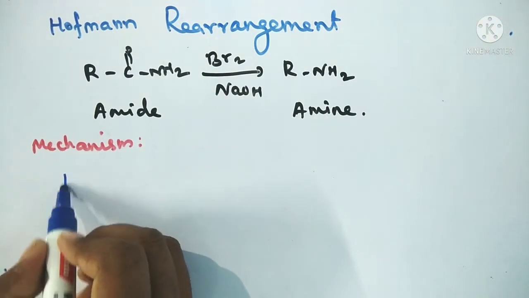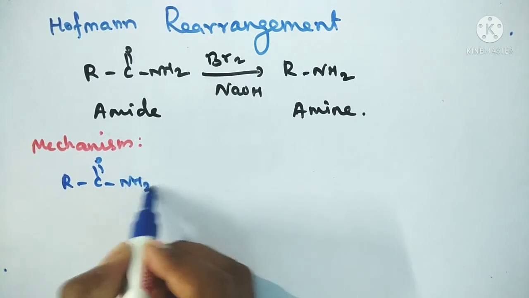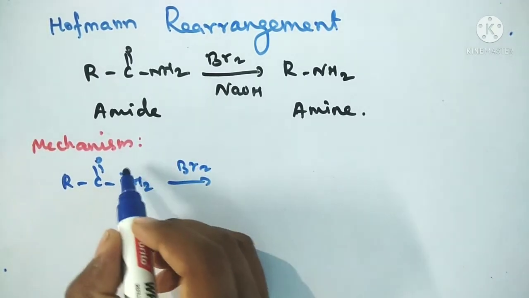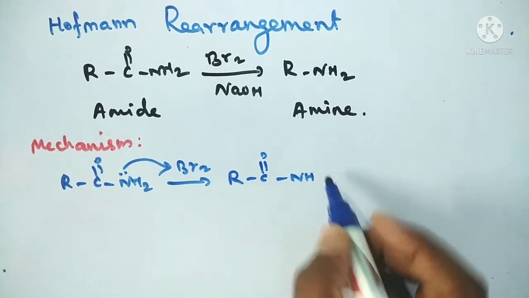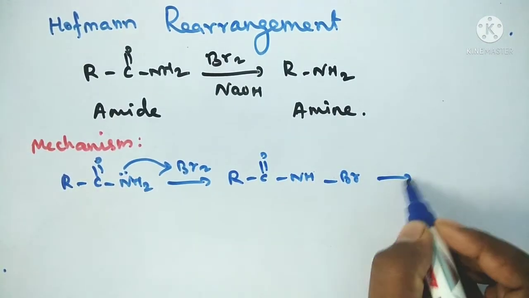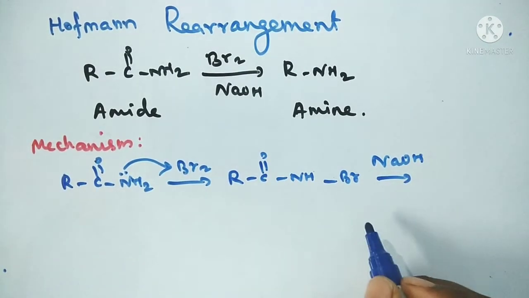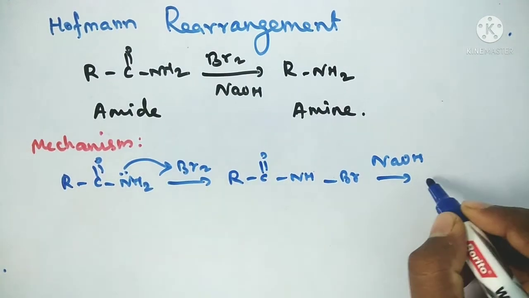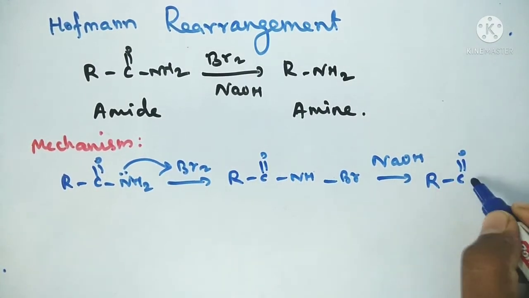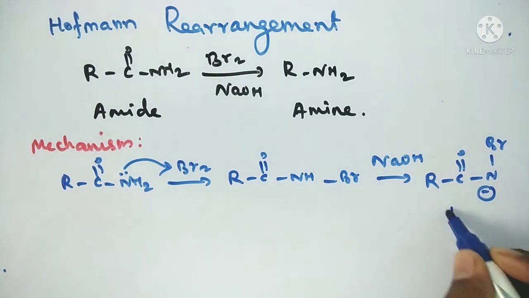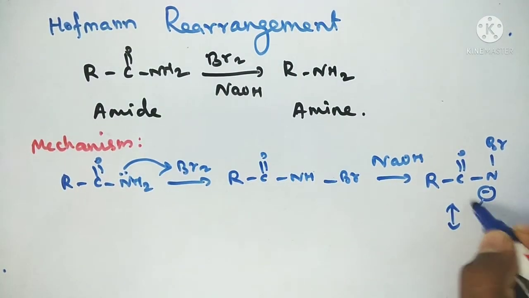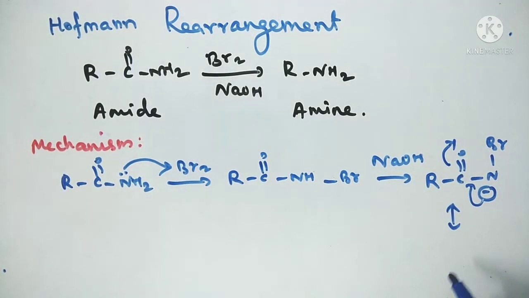Mechanism: amide in the presence of bromine forms a bromoamide, C double bond O, bond NH, bond Br. The next step, in the presence of base, it will form C double bond O, bond N minus, bond Br. Next step is the resonance structure. So the oxygen stabilizes the anion, giving C bond O minus, double bond N, bond Br.